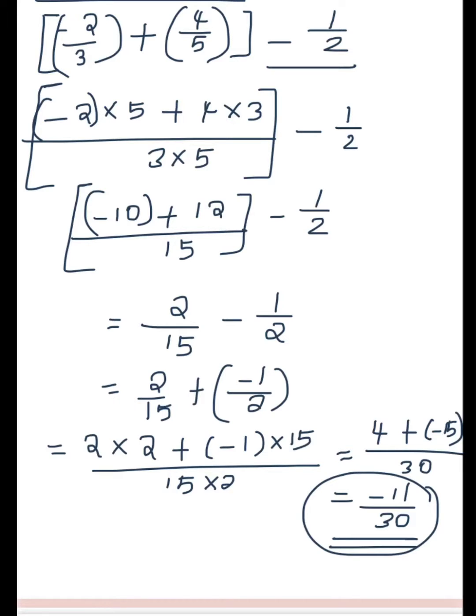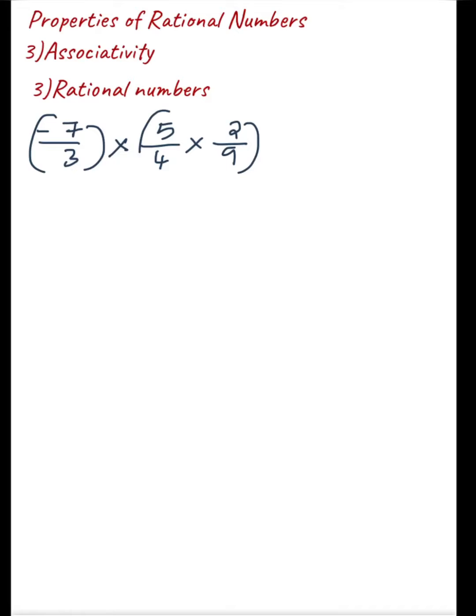Now let's see what is the case with multiplication. Okay, and I am taking the numbers as what? Minus 7 by 3 as the first number, minus 7 by 3 into 5 by 4 into what? 2 by 9. 5 by 4 into 2 by 9. Okay, that is what? A into B into C. So let's do that in this way. Okay, so we need to do the things inside the bracket first.